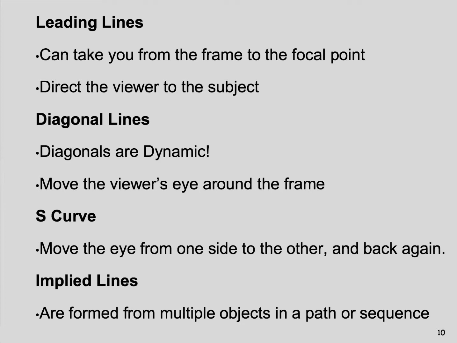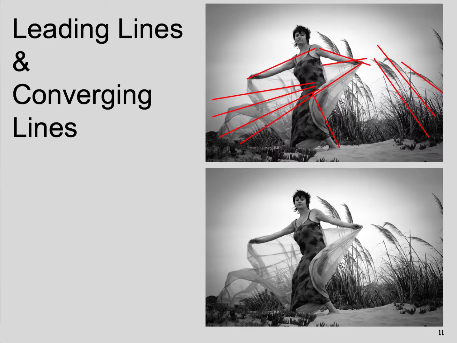S-curve moves the eye from one side to the other and back again, and implied lines are formed from multiple objects in a path or sequence. So here's an example, and you kind of have to realize these lines are not necessarily going to be obvious, but they're kind of made up by things in the frame.